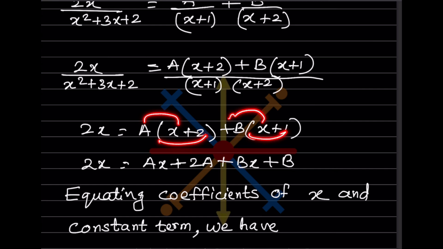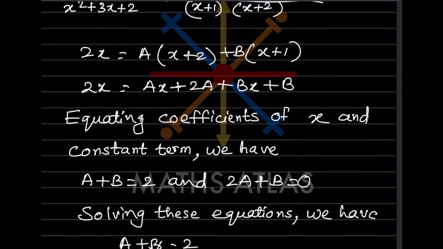When you expand this, you get this. Now what we can see here is that we just have the x term and the constant. We don't have x square. So we'll write the equating coefficient of x and the constant term. Here, x means this part, so we can see a plus b into x, and here we have x, that is 2. So we can write a plus b is equal to 2. And now this is the constant one, 2a plus b. Here we don't have any constant on the left side, which means we can consider it as 0. So 2a plus b is equal to 0.